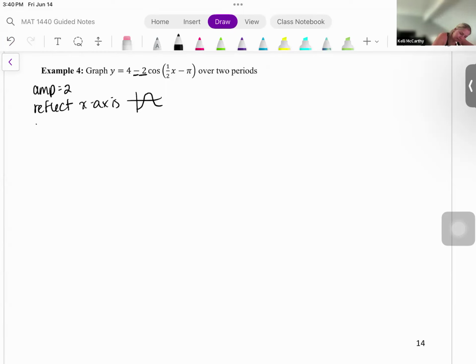Our period is going to be 2 pi divided by our frequency, which is 1/2, which is the same as 2 pi times 2 or 4 pi. Our phase shift is going to be pi over 1/2 or pi times 2 or 2 pi. And because it's minus pi inside those parentheses, it is going to be to the right.